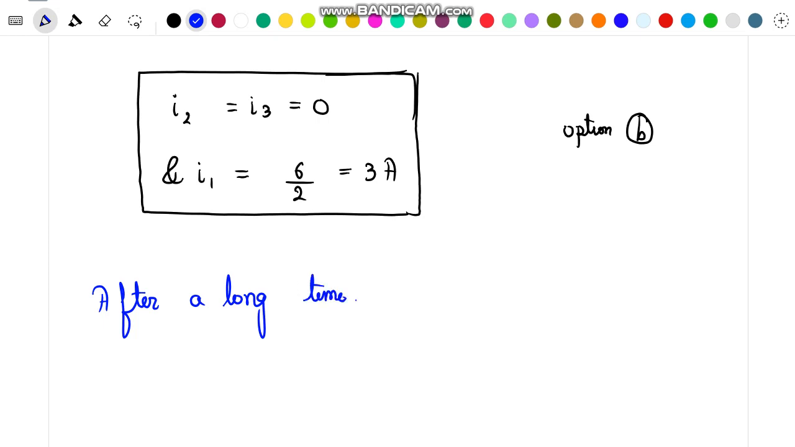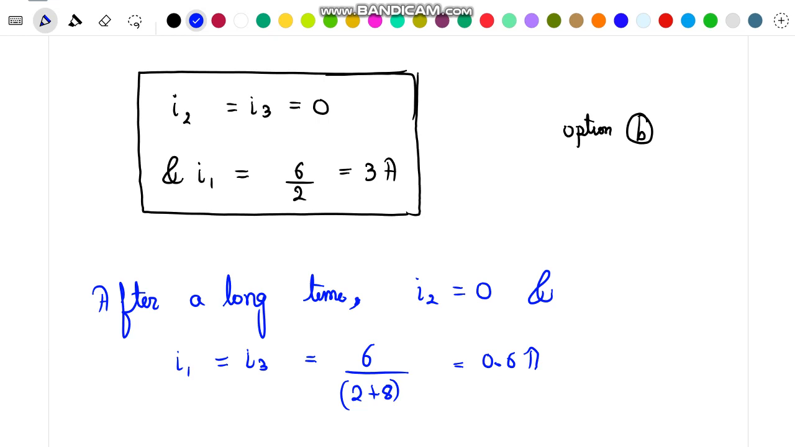So I can directly write, after a long time I2 will be equal to 0, and hence the value of I1 and I3, as now these two resistors will be connected in series, will be equal to 6 upon 2 plus 8, that is 0.6 ampere. So this is our final desired result after a long time of closing switch S.